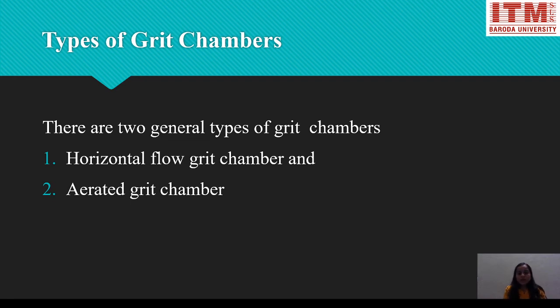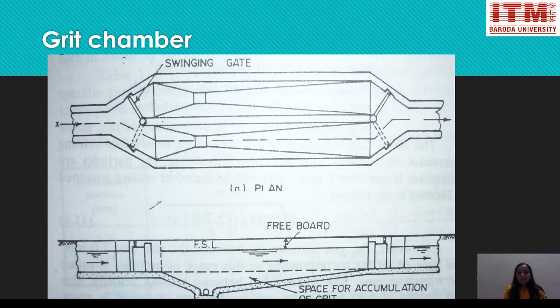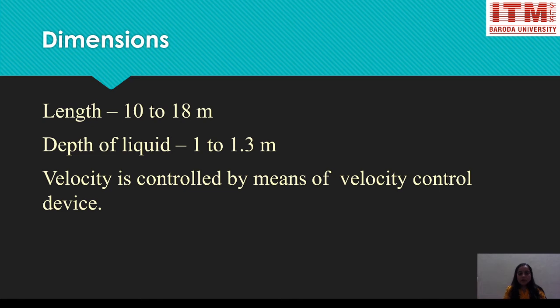There are two kinds of grit chambers which are mainly in use: horizontal flow grit chamber and aerated grit chamber. Here you can see the plan and section for a grit chamber, where a swinging gate is kept so that the inflow of wastewater into the grit chamber can be controlled. In the cross section you can see that a slope is given, space for accumulation of sludge is given, and we are providing some amount of freeboard also.